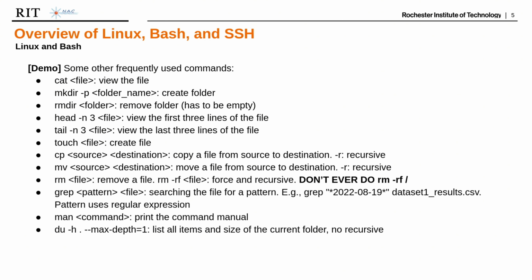Next is grep pattern file. Basically, we're trying to search for a pattern in a file. Next is the man command, which prints the command manual, basically printing out the instructions of how to use the command. Next is du -h . which lists all items and sizes of the current folder. Note the dot here is the current folder. Since we're specifying max depth is 1, it will not be recursive.